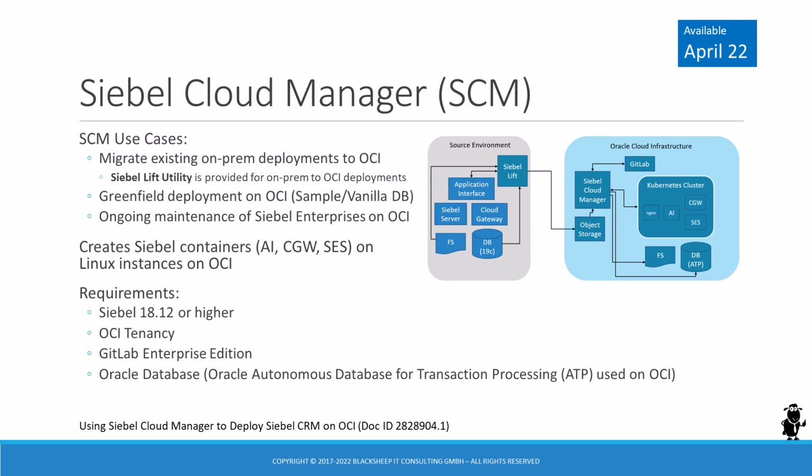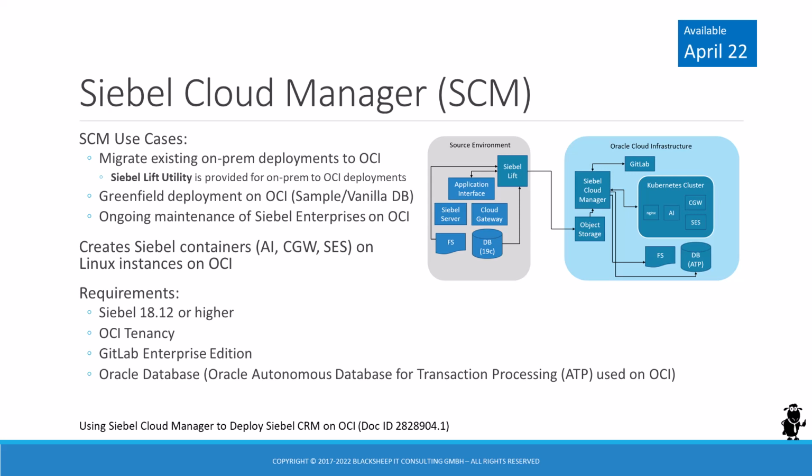The truly game-changing aspect of SCM is that the resulting architecture is based on a Kubernetes cluster, with Siebel enterprise components such as AI, Gateway or Siebel Server, as well as auxiliary machines such as Load Balancer, managed as Kubernetes pods. In a future version, SCM will also support the Siebel Component Services (SCS) architecture, which is currently in beta, in which each individual server component is managed as a Kubernetes pod.